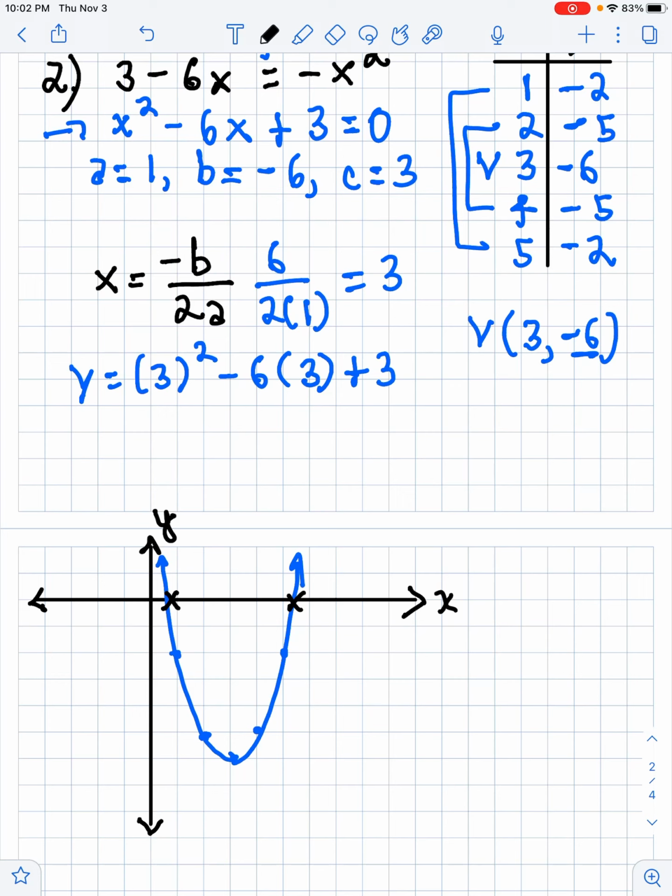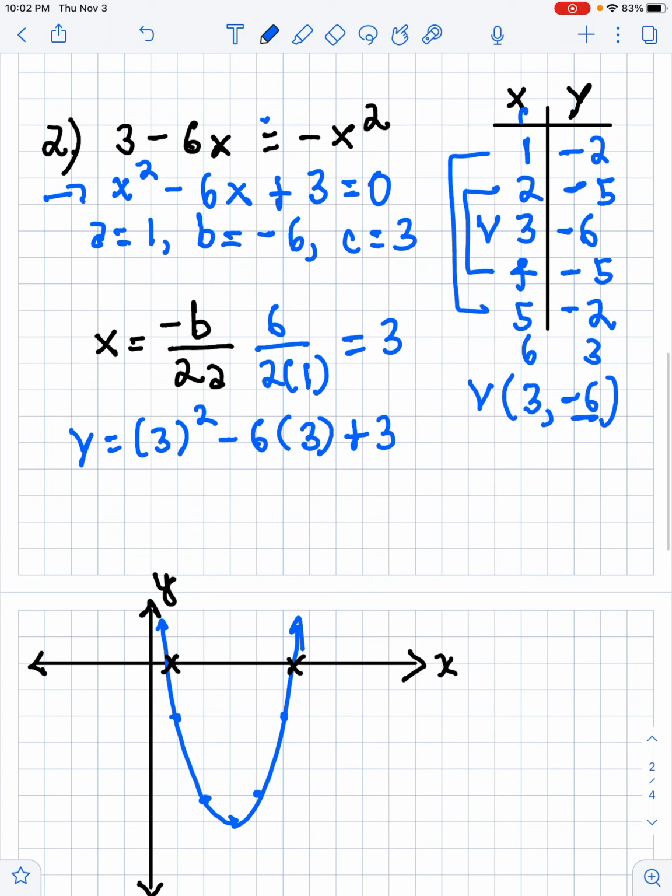Now, I could actually check this if I want to add some more values to my table. If I add 6 in my table, 6 squared is 36, minus 6 times 6 is minus 36, that's 0, plus 3, and that has to mean at 6, if I move it slightly up here, I would be at positive 3 as well. And so here's what I want you to recognize. When you look at your y values in your table, they're all negative, between -2 and -6. You see that, but then we get a positive value in here.